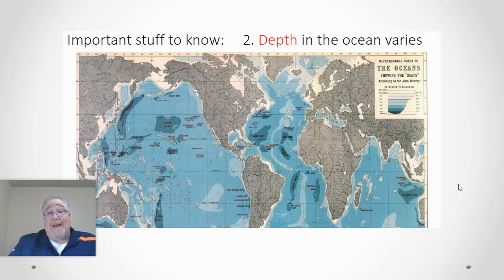Depth of the ocean. I think we kind of understand this, right? These areas that are a little bit darker, those are areas that are much, much deeper. These areas that are a little bit lighter, like the light blues, those are areas that are a lot shallower. So again, not only does salinity change, but just the depth of the ocean, how deep it is and how shallow it is, varies from place to place.